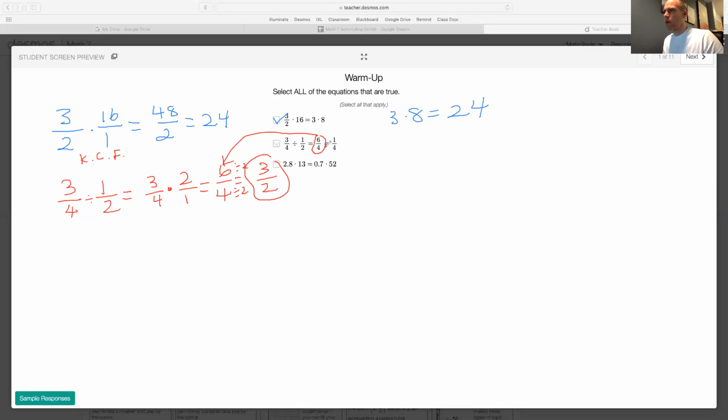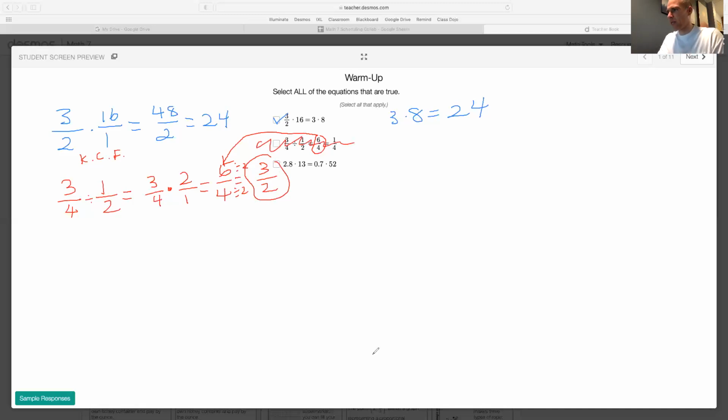But then the last one says 1/4. In order for this whole thing to be true, 6/4 would have to be equal to 1/4. I wish I would have just noticed that right off the top before I started doing any of the operations here, because 6/4 is not equal to 1/4. There's no way that could make sense. So I would not select that one.